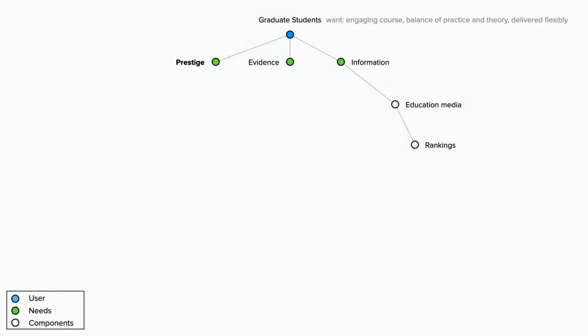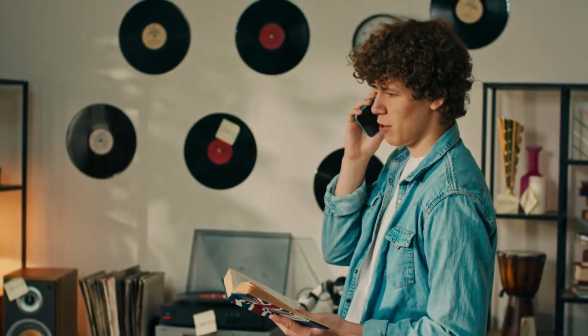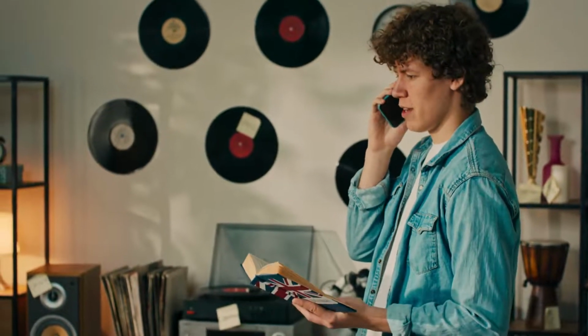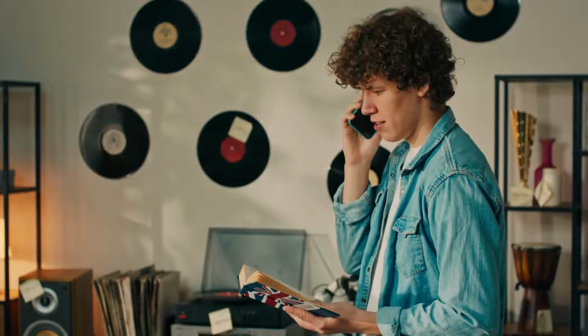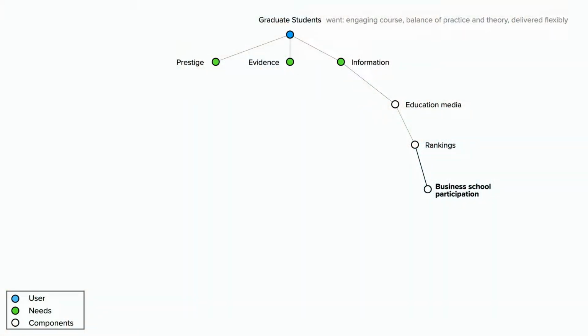To produce these rankings, the education media needs the participation of the business schools and their students. In fact, most surveys are based on the feedback from alumni, not current students. Therefore, in order to get their active participation, the education media use standardized criteria which the business schools also find useful.